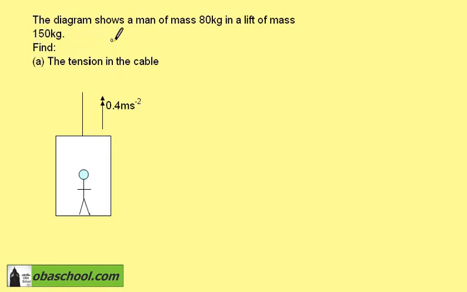The diagram shows a man of mass 80 kilograms in a lift of mass 150 kilograms. We want to find the tension in the cable. The way to approach this is to consider the lift and the man as a single combined object. So here we have our cable, and 80 plus 150 is 230. So we consider a combined object of mass 230 kilograms being lifted by the cable.